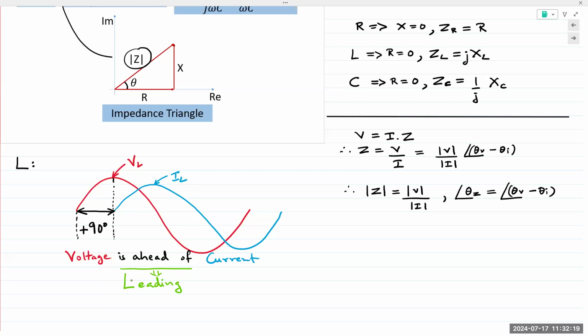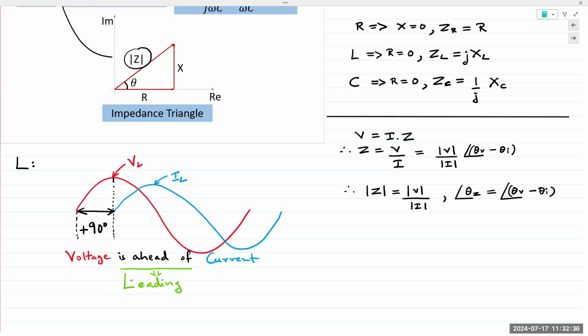Again, that is due to laws of nature, laws of physics. It's an inviolable law, with the environmental conditions, temperature, everything being the same. Let's say we're talking about a room temperature device. Current is always 90 degrees behind.